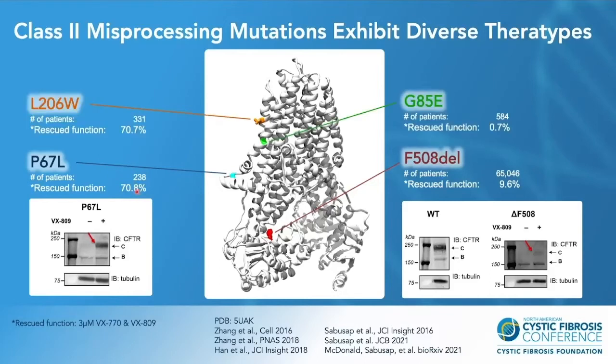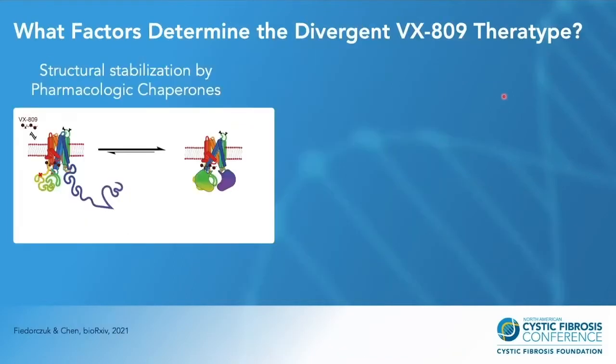There are other mutations that exemplify this divergent theratype to the 809 corrector, for example, G85E, which responds very poorly, while L206W is strongly restored. We can classify these mutations as hyper-responsive to the drug or poor responsive on the right. Of course, this now raises the question, what factors determine the divergent theratype to the pharmacologic correctors?